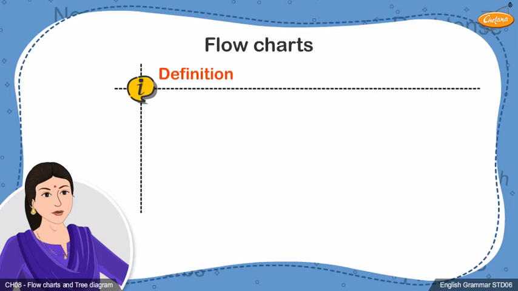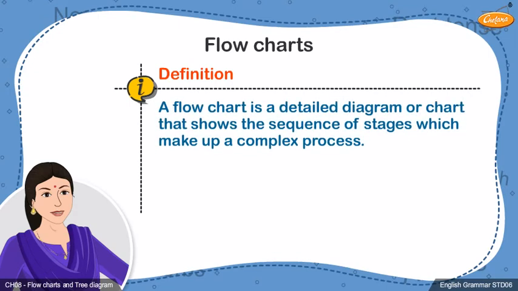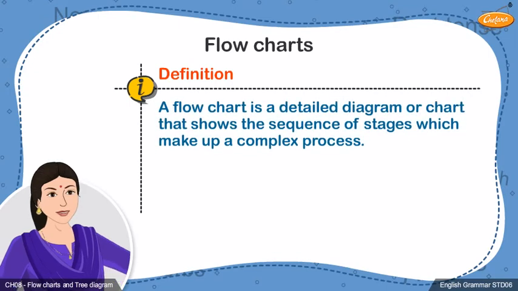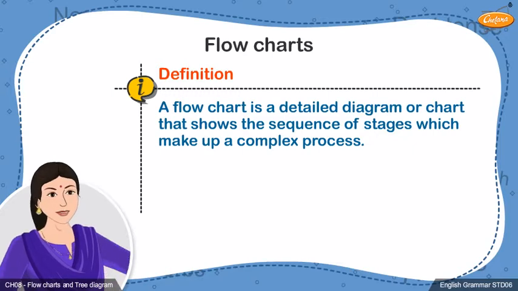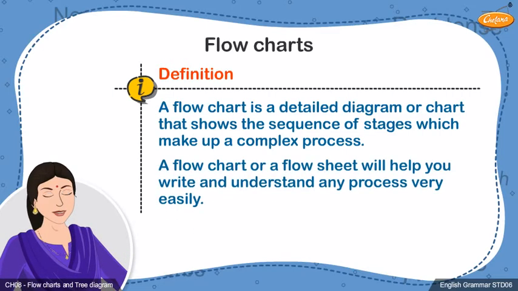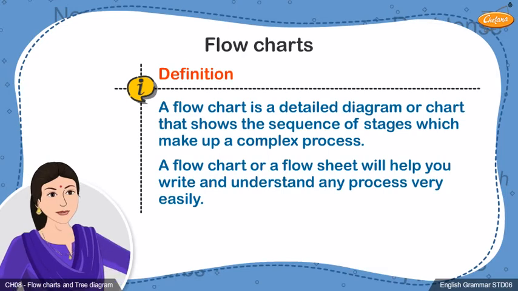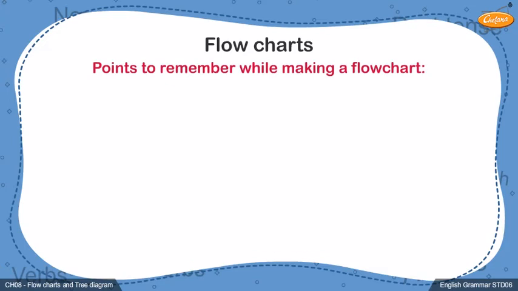Let's define a flowchart. A flowchart is a detailed diagram or chart that shows the sequence of stages which make up a complex process. A flowchart or a flow sheet will help you write and understand any process very easily. Next, we learn about the important steps and rules one should keep in mind while making a flowchart.